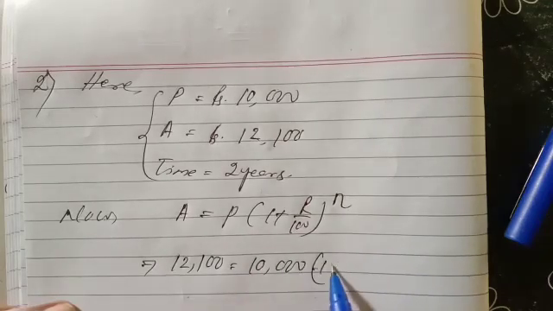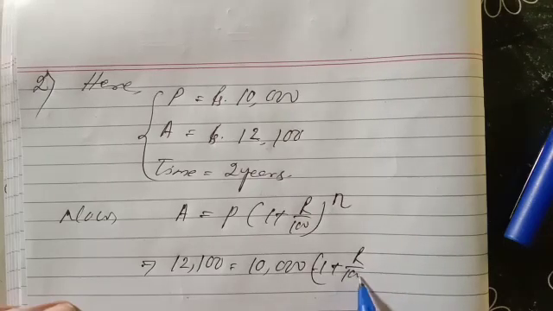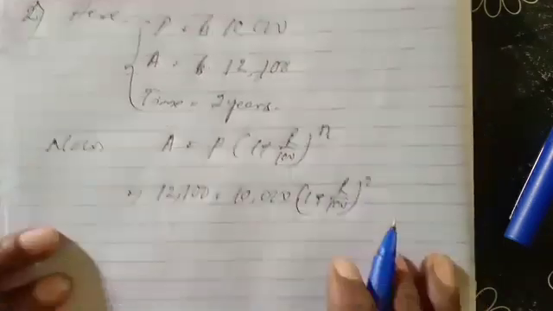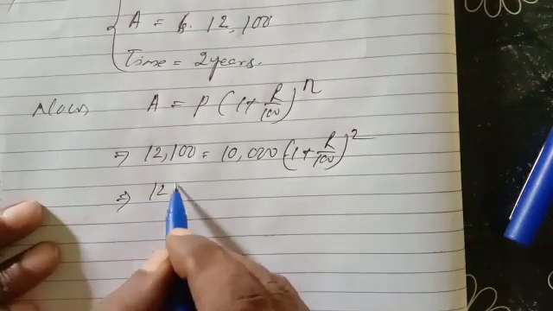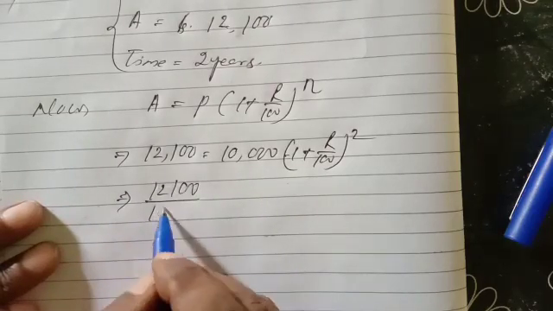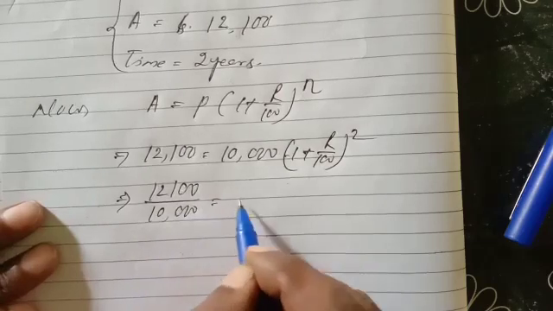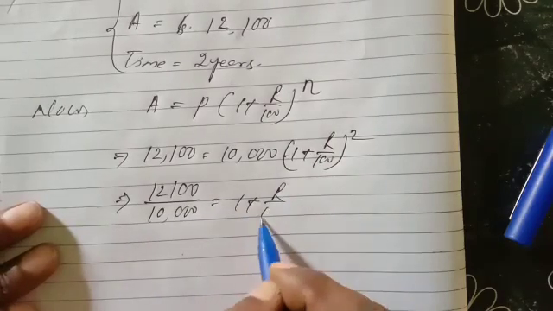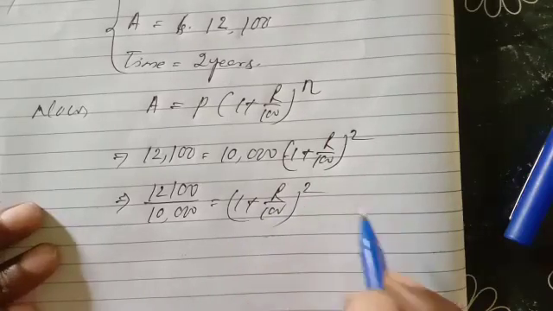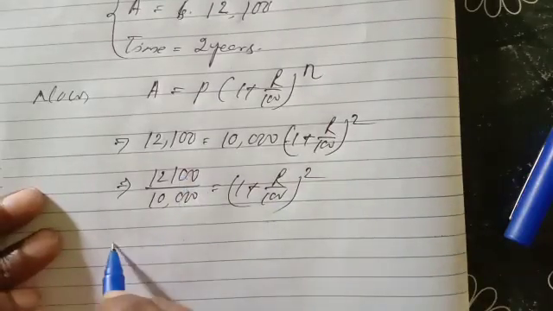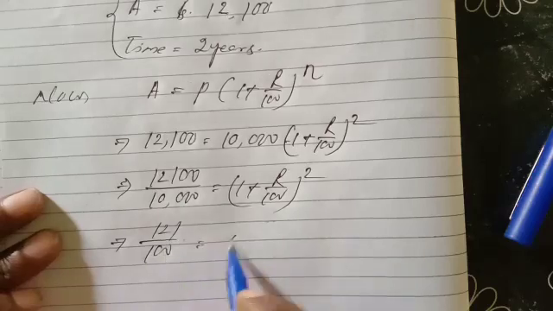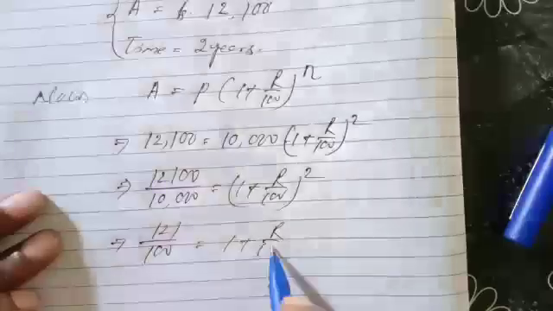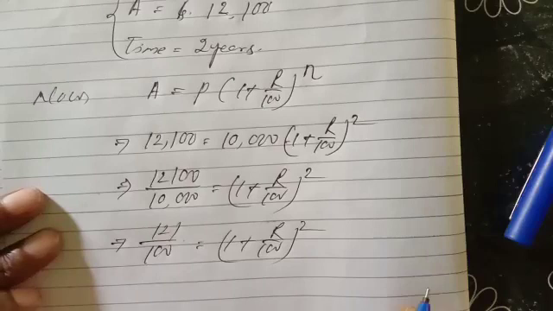This is (1 plus R by 100) whole to the power 2 years. Now bring this to this side: 12,100 divided by 10,000 is equal to (1 plus R by 100) whole square. Now this 20 will be cancelled, and we get 121 by 100, which is equal to (1 plus R by 100) whole square.